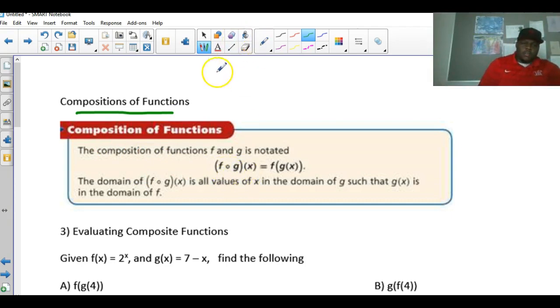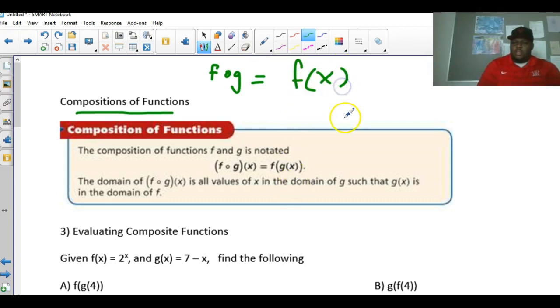This term right here, f of g, I like to explain it like this because you guys like simplicity. It means put g inside of f. Here's f of x, and I'm going to take g of x, which is over here, and put it inside of f, like so. f of g means g inside of f.